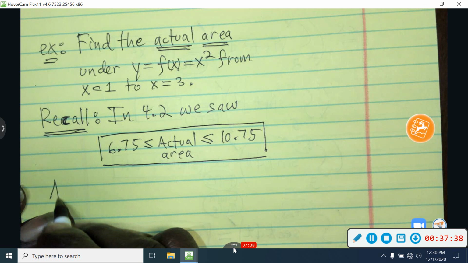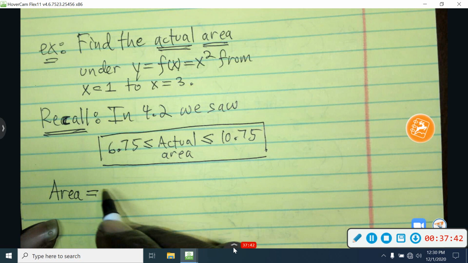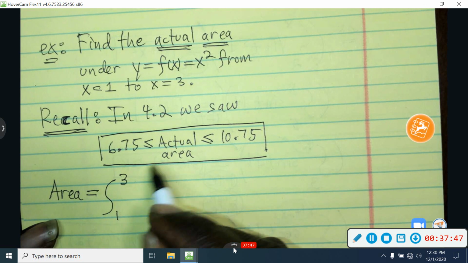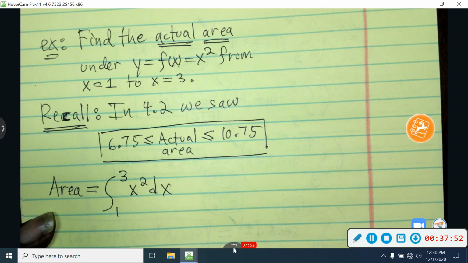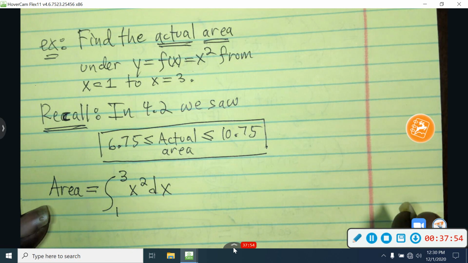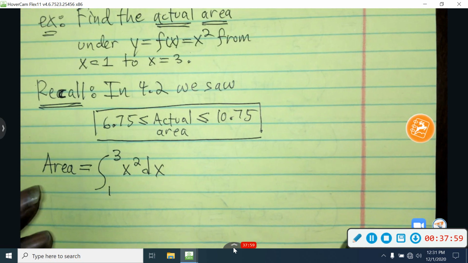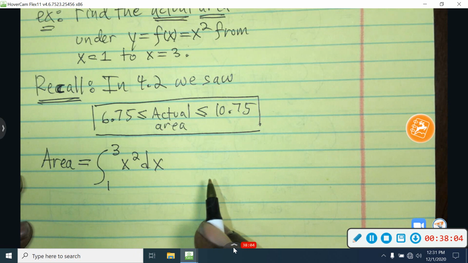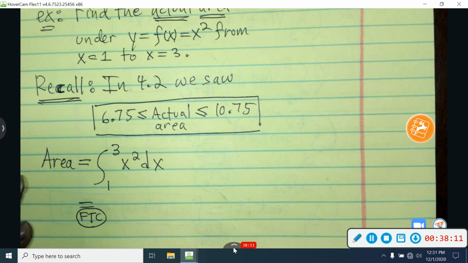Okay, well, actual area, I'll just say area now, is going to be, remember what we agreed to call it, the definite integral from 1 to 3, put your function in, dx. Now, how to do this? This is a limit of a sum, depending on if you do right-hand endpoints or left-hand endpoints. They both converge to the area. But we don't want to do that, so we want to use the Fundamental Theorem of Calculus, FTC, Part 2.